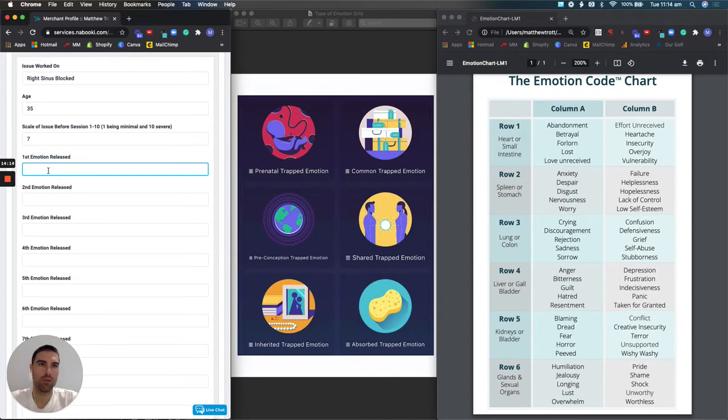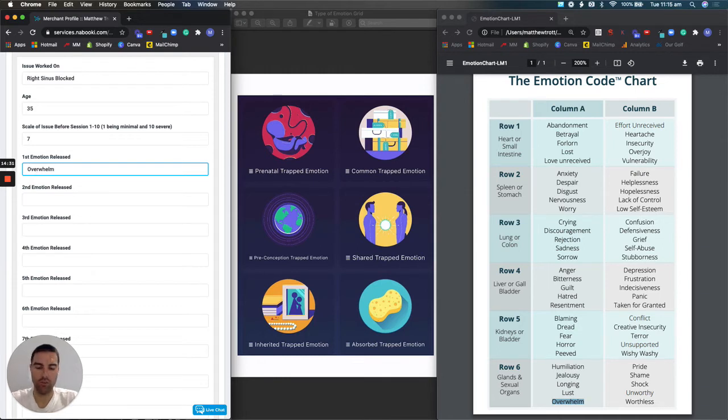So is the trapped emotion humiliation? Is the trapped emotion jealousy? Is the trapped emotion longing? Is the trapped emotion lust? Is the trapped emotion overwhelm? So the trapped emotion is overwhelm. So I'm going to put that into the system there.